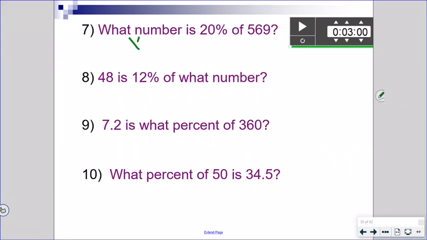What number is 20% of 569? Divide both sides. Just kidding. Don't do that. Just multiply them, and you'll get 119.2.